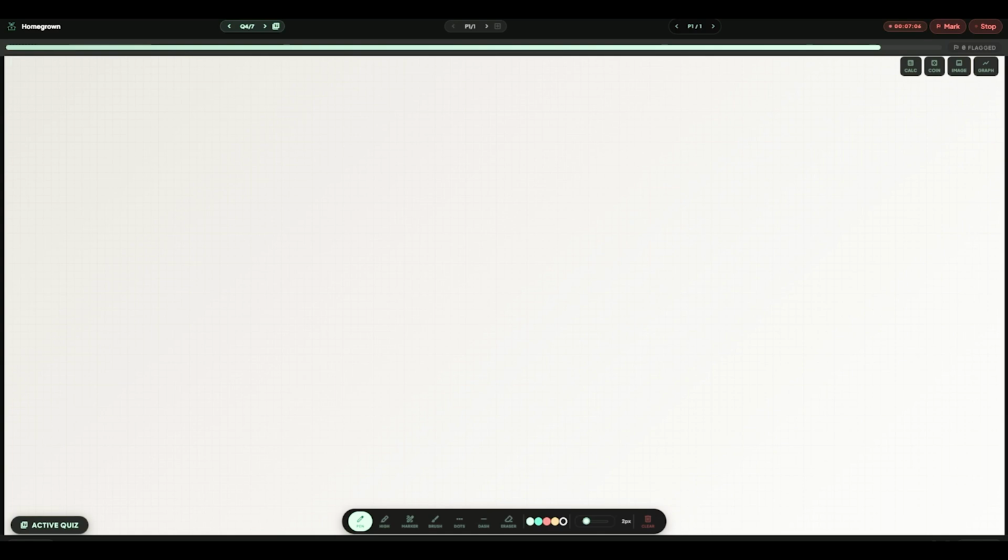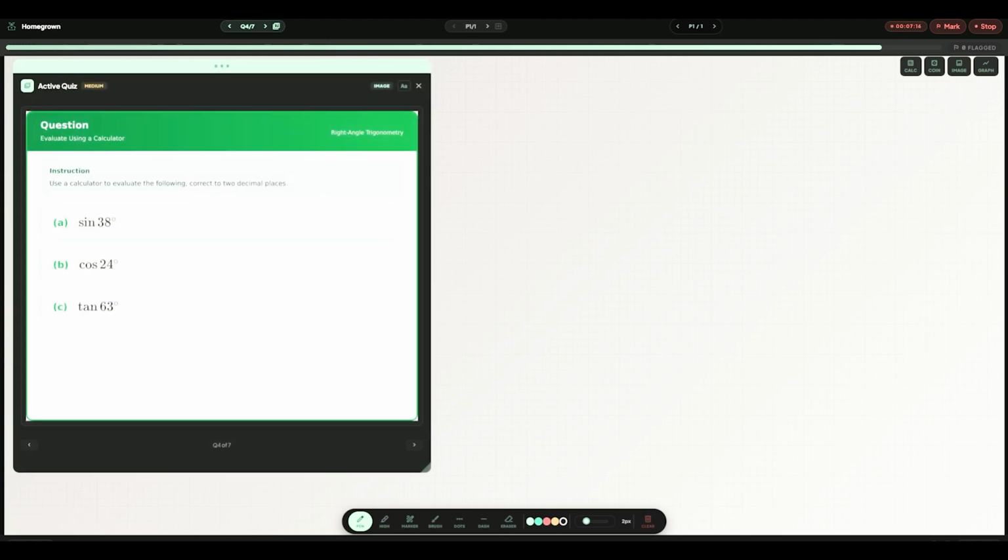Alright, welcome back. So now we're going to be looking at how we would put a trigonometric ratio into our calculator. So let's get started. If we bring up our questions, we've got some trigonometric ratios in degrees: sine 38 degrees, cos 24 degrees, and tan 63 degrees.